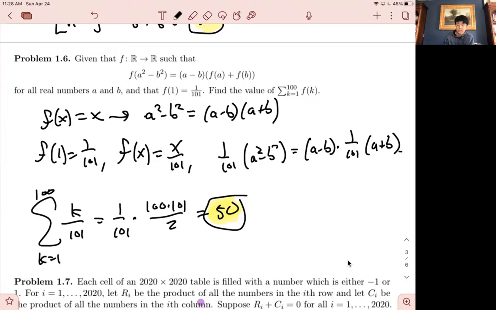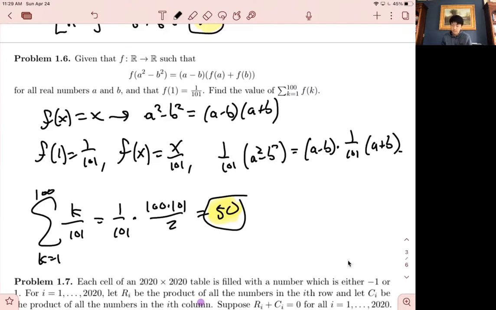So the first thing I noticed, before even reading this second line of text, is that f of x equals x works. Because then it just becomes a squared minus b squared equals a minus b times a plus b, which is a well-known identity. But we want f of 1 to be equal to 1 over 101, and we are fine as long as we chuck a 1 over 101 in front. So f of x equals x over 101. And we're fine because this multiplies both the left side and the right side of the condition by 1 over 101.